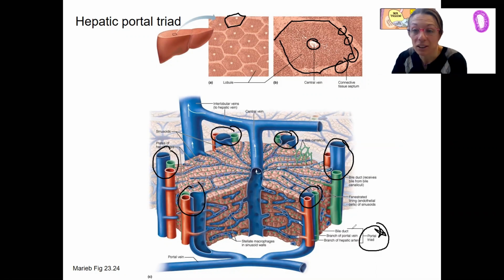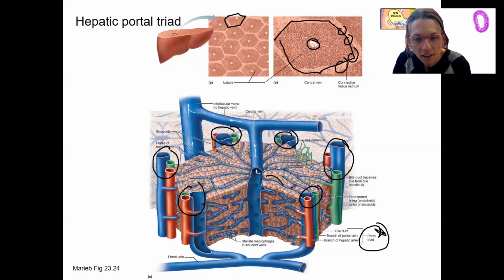Each one's made up of the bile duct, the portal vein branch, and the hepatic artery branch, so that every section of this liver receives oxygen, receives nutrients and toxins that need to be taken up or dealt with, and is able to put bile into the bile duct system.